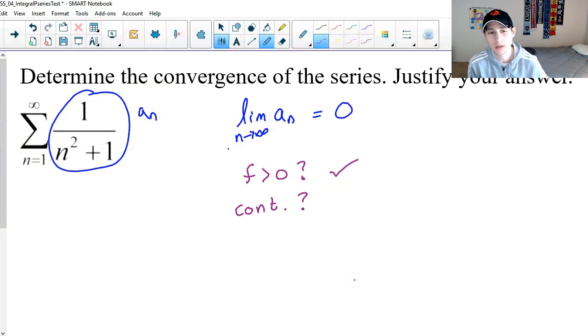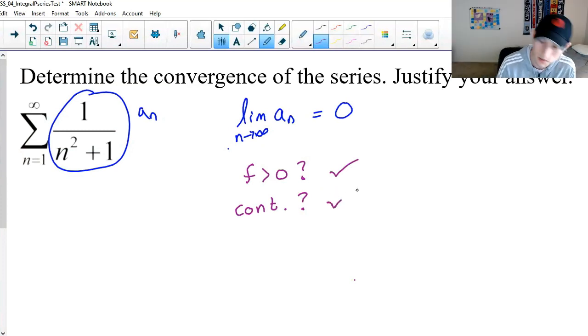Is it continuous? So again, I would be worried about the denominator, but there's no number that would give us -1 to get the 0. So yes, this is continuous.